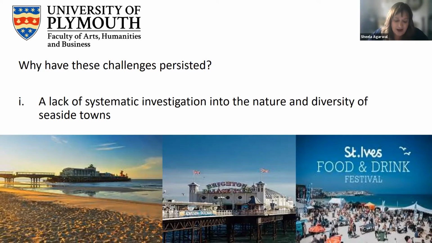And then other towns, Whitby and St Ives, for example, enjoy reputations as gastronomic destinations. And there's growing interest in water-based leisure amenities in supporting economic regeneration, again in towns such as St Ives, Bude, Newquay, Exmouth.